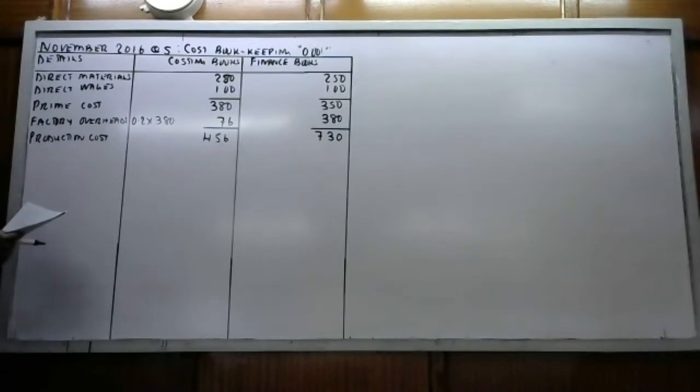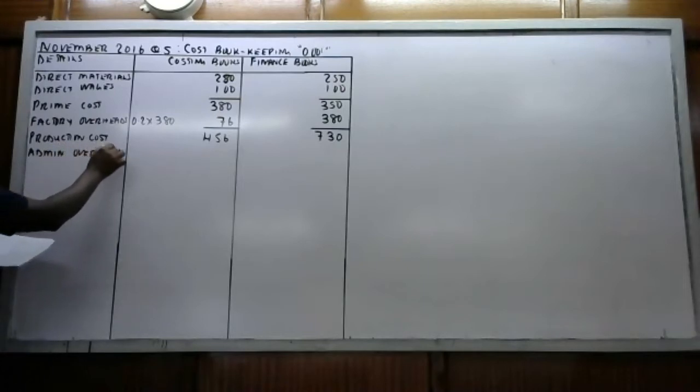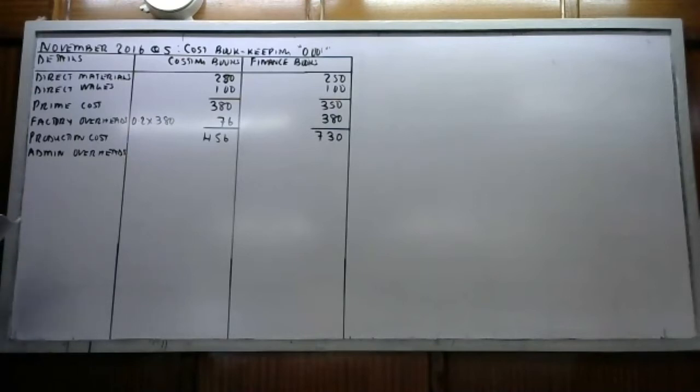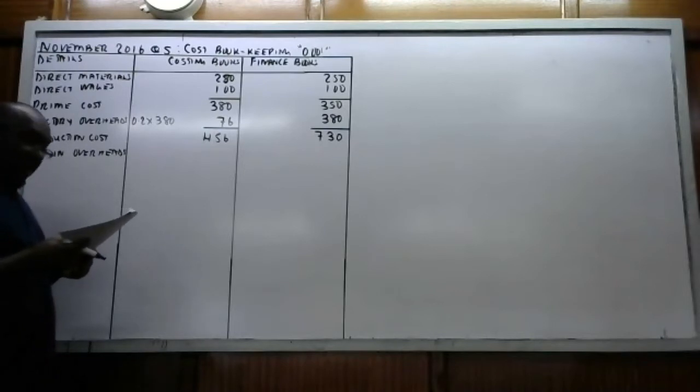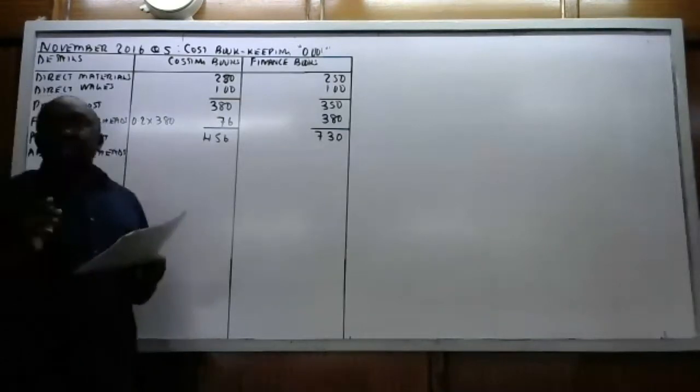Then from there, you bring administrative overheads. Admin overheads are now part of non-production costs. In finance, it is 250. But looking at information number 3, they are recovered at 3 per unit of production. So we go and check the units that were produced. They are not mentioned, but we can get them easily.